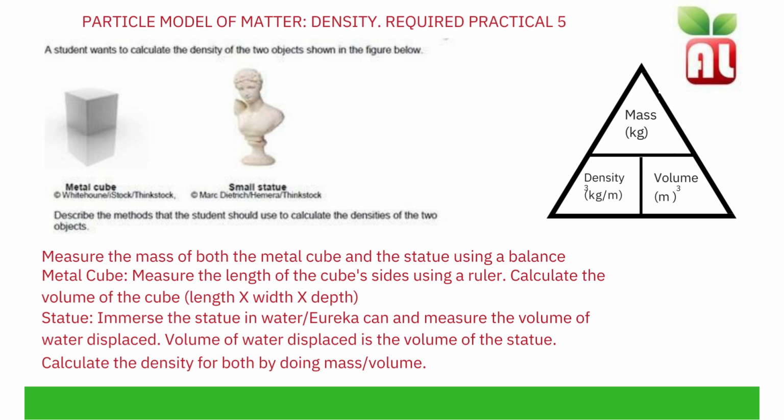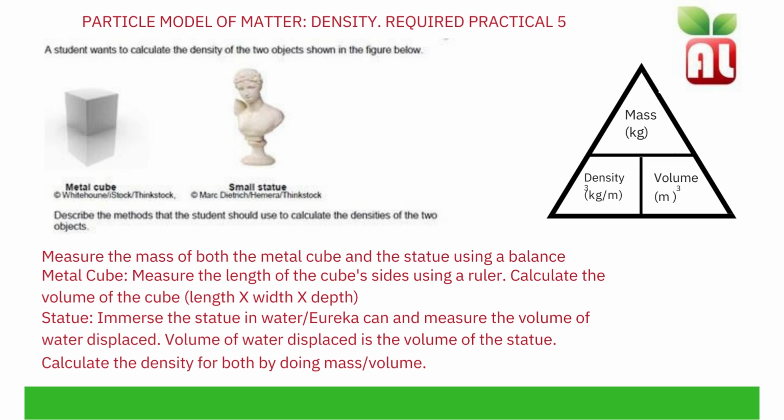Describe the methods that the student should use to calculate the densities of the two objects. We recall that density is mass divided by volume, so we need to explain how we can find the mass and the volume of each of the objects. Measure the mass of both the metal cube and the statue using a balance or weighing scales. For the volume of the metal cube, measure the length of the cube's sides using a ruler. Calculate the volume of the cube by doing the length times the width times the depth.